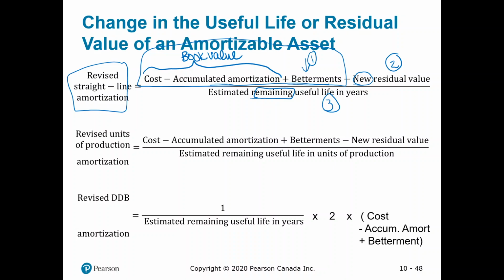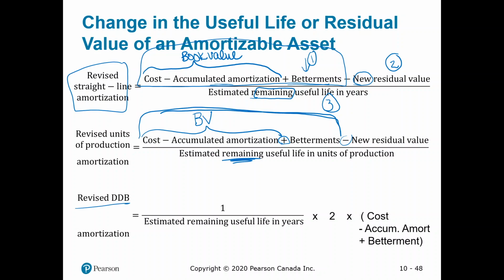Same idea when it comes to units of production. This is saying, what is my book value at this point? If you had a betterment, you would add that to the cost. You'd then subtract your new residual. So this is just cost minus residual, divided by now the remaining useful life in units of production. So it looks like a lot, but it's just adding new information in.